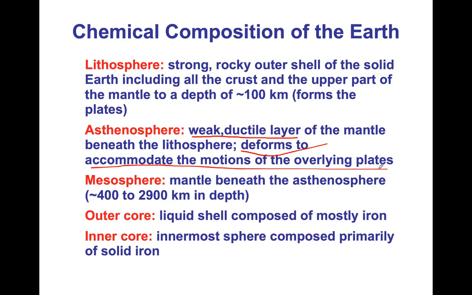And then what you have is the mesosphere. It's solid, and it's very compressed, and it can continue up to 2,900 kilometers in depth. After that, you have the parts of the core. For these two, we don't specifically term them with a sphere or anything. But as you know, the innermost sphere, the inner core, is composed of solid iron. And then the outer core is liquid iron.